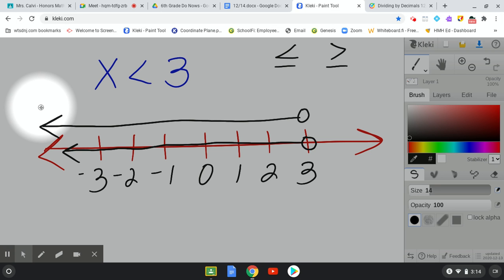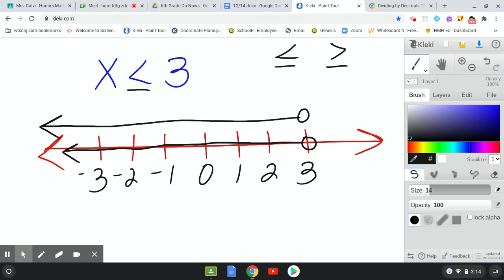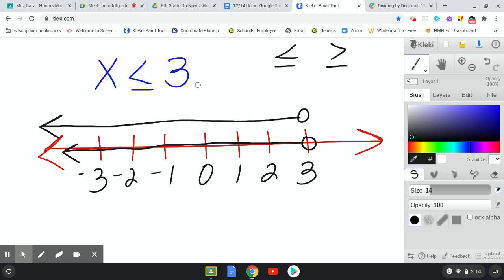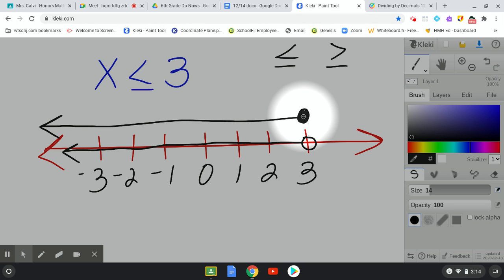Now let's just say that this was x is less than or equal to 3. Say I had that equal bar underneath. The only thing that changes here is that my circle would be filled in. It would be completely filled in because it has the equal bar with it. That means that I'm including this 3 with it. So this line represents all of my x values. All of my x values are less than or equal to 3.